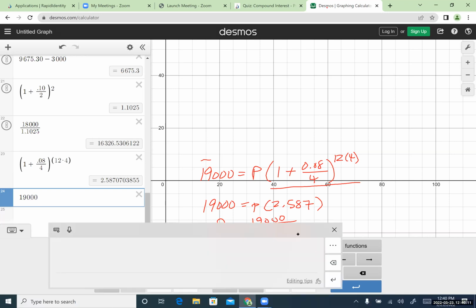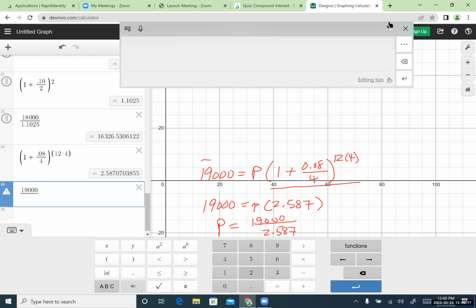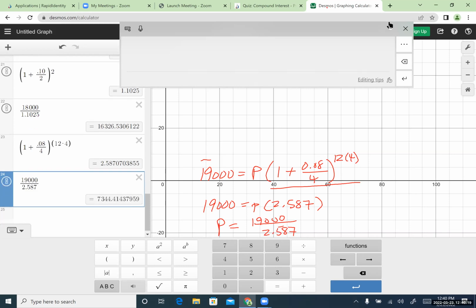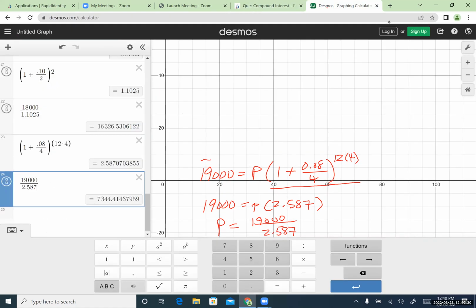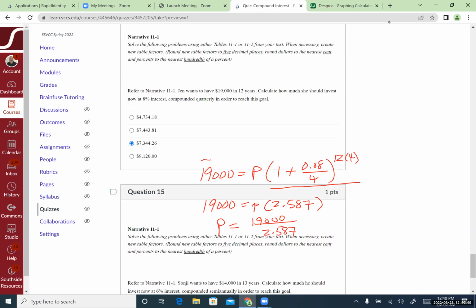19,000 divided by 2.587. So it looks like if we invest 73, 44, 41 in 12 short years, we will have $19,000. And I already forgot that number, 73, 44, 41. 73, 44, right there. It's off by 15 cents, but that's because here again, they used the table. And we did do a little bit of rounding there. But it should be pretty obvious what the answer is that they want.